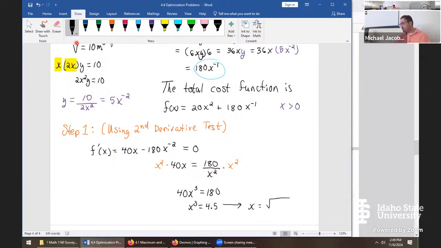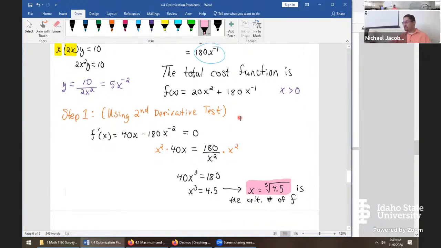So here x equals the cube root of 4.5. And just to emphasize what we found, we'll say this is the critical number of f. Looks like we're getting in a habit of using this highlighting once we find a critical number. And now we're ready to go off to the second step.